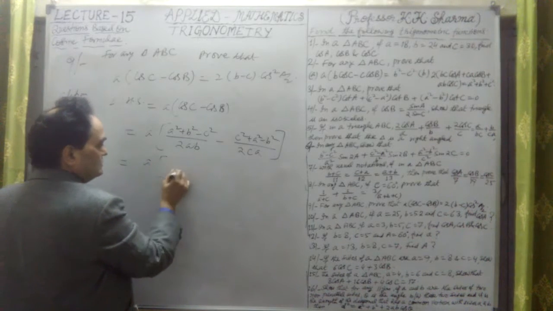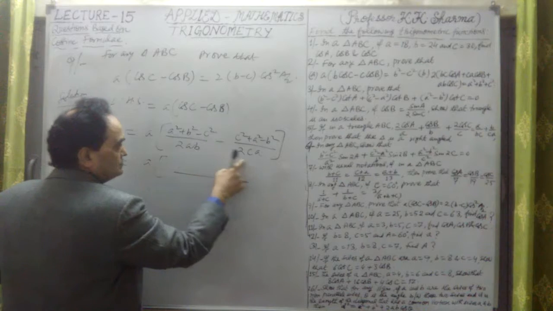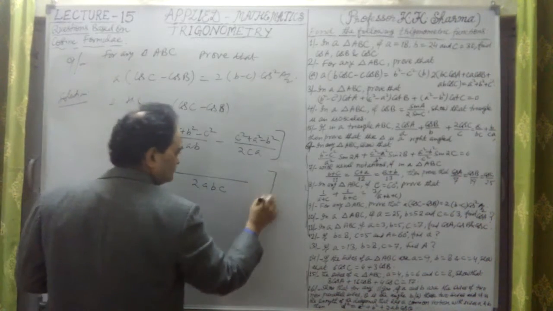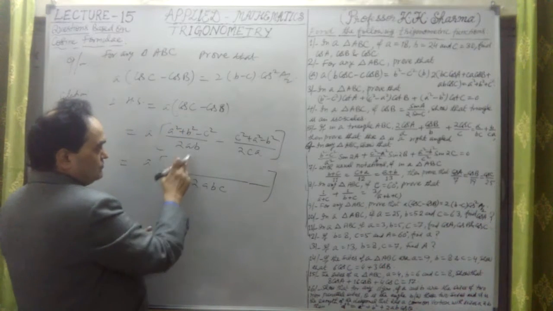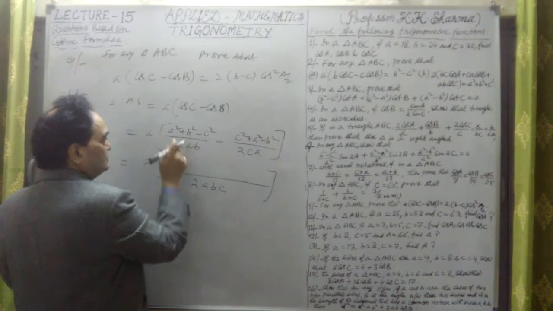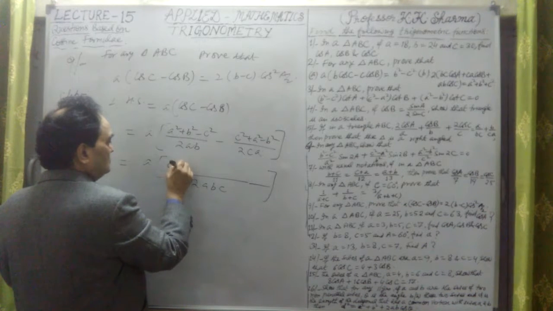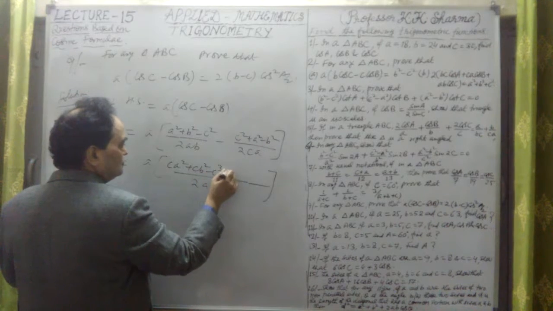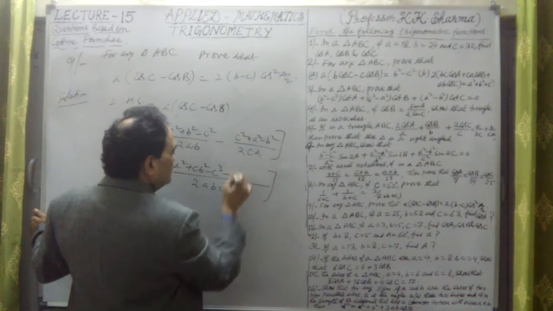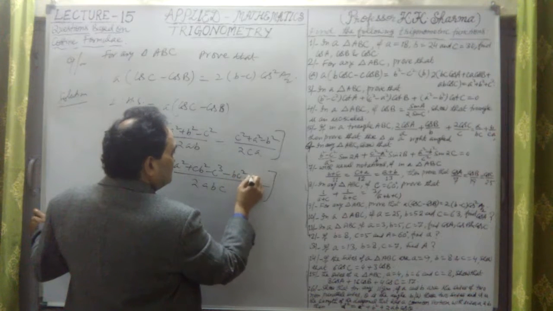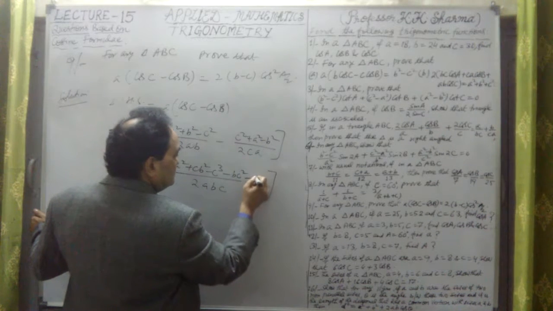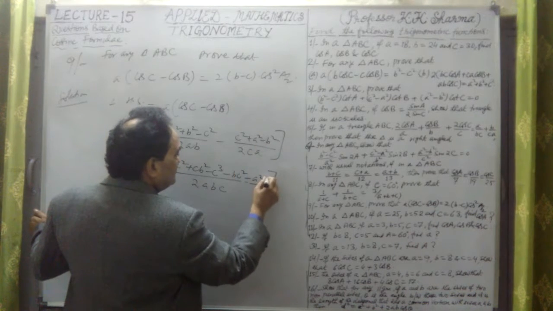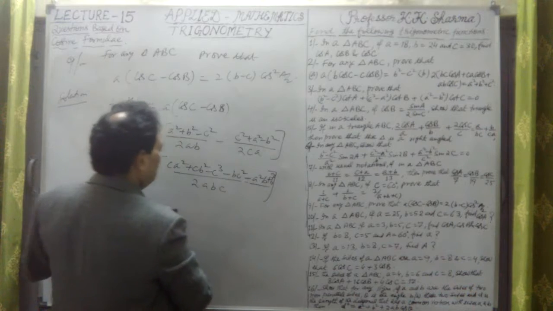Now the LCM is twice ABC. For the leftover value, C is to be multiplied here. This is C into (CA square plus CB square minus C cube), with a minus sign. And this B will come here. This is BC square minus A square B, this is minus plus B cube. Plus B cube.